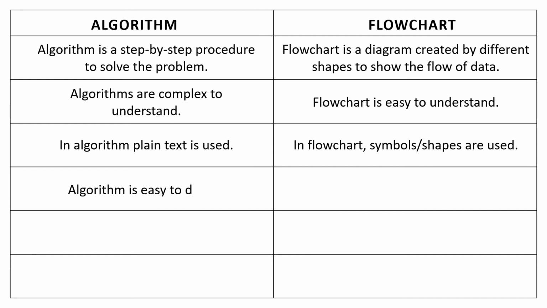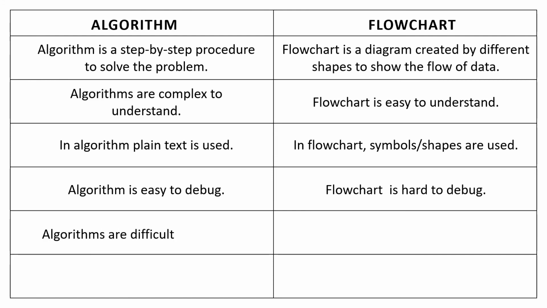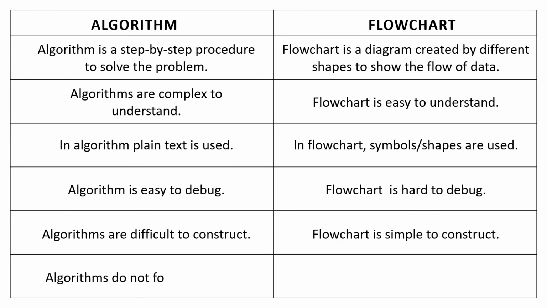Algorithm is easy to debug. Flowchart is hard to debug. Algorithms are difficult to construct. A flowchart is simple to construct. Algorithms do not follow any rules. Flowchart follows rules to be constructed.